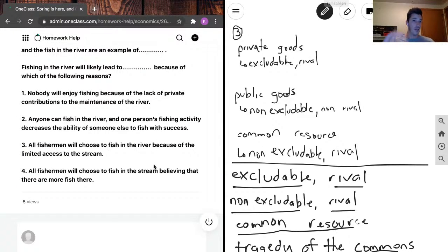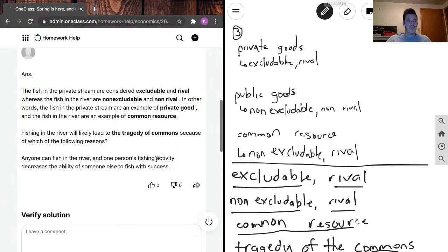So I guess the question is, fishing in the river will likely lead to the tragedy of commons because of which of the following reasons. 1, nobody will enjoy fishing because of the lack of private contributions to the maintenance of the river. 2, anyone can fish in the river, and one person's fishing activity decreases the ability of someone else to fish with success. 3, all fishermen will choose to fish in the river because of limited access to the stream. Or 4, all fishermen will choose to fish in the stream, believing that there are more fish there.